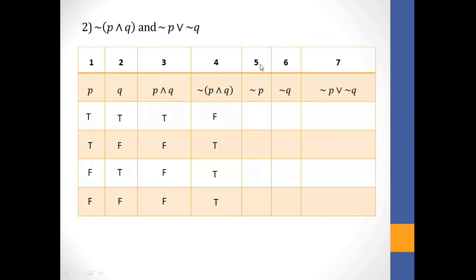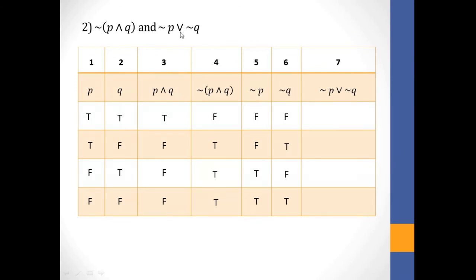Okay, now column number 5, negation P. So negation of P: T becomes F, here also it is F, then here T, here also T. Okay, then negation Q: see here it is T, it becomes F, here it is F, it becomes T. Similarly here F, here T. Okay, so negation P, negation Q completed.